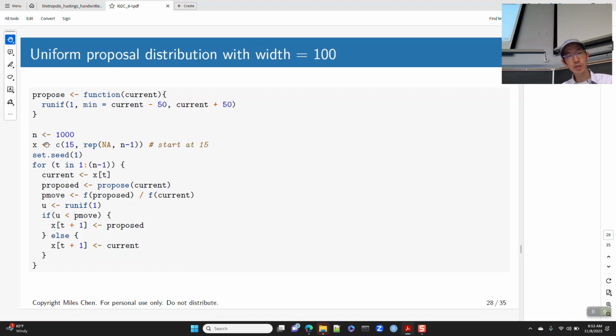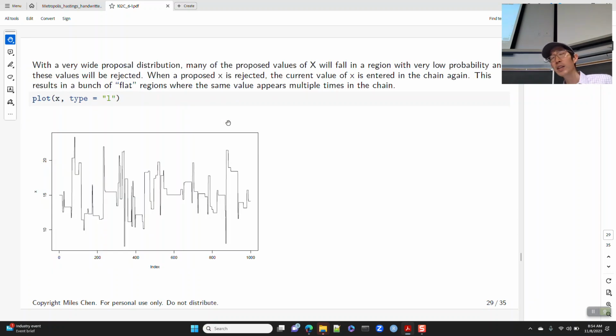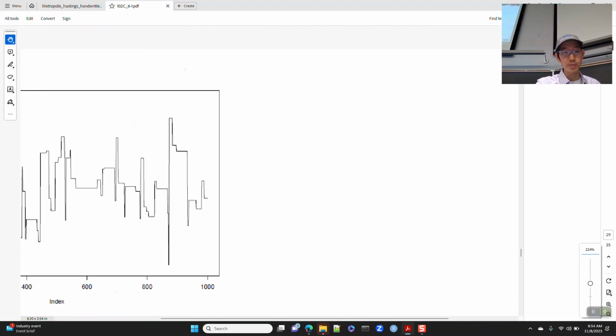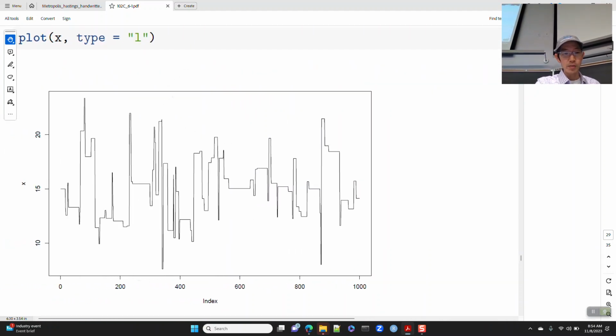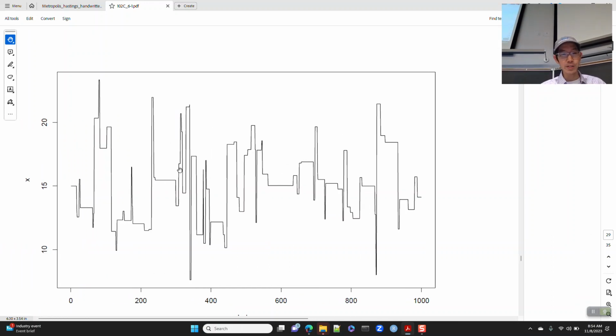Okay, so I use the exact same code. The only thing is I'm going to use a width of 100. So I'm going to take my current value minus 50 to current value plus 50. And this is what my Markov chain ends up looking like. Let me zoom in here. So I started off at 15, and we end up getting what almost looks like a city skyline, in that there are these flat things, and these things that look kind of like buildings.